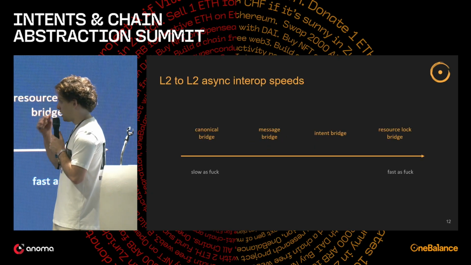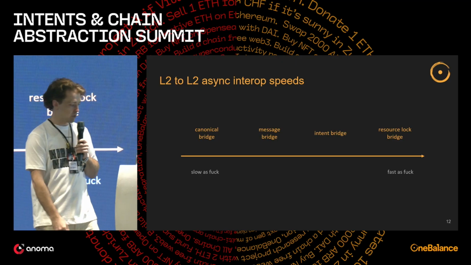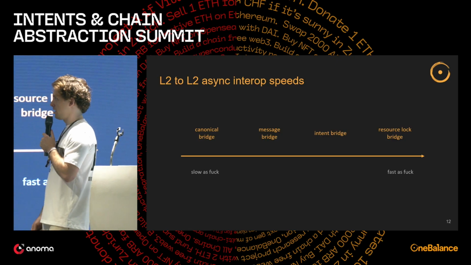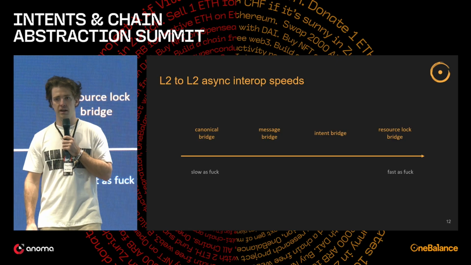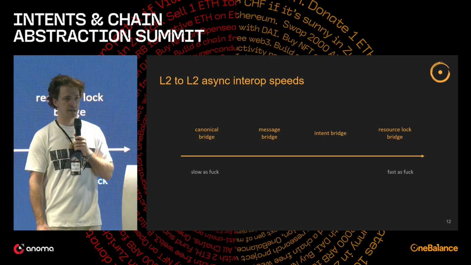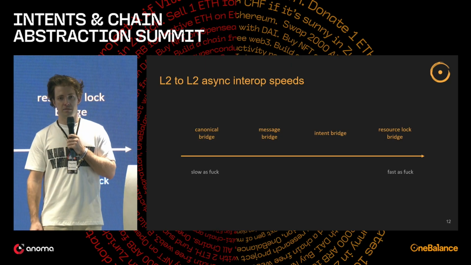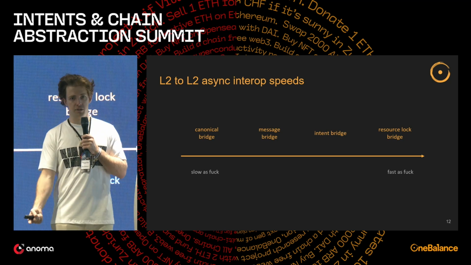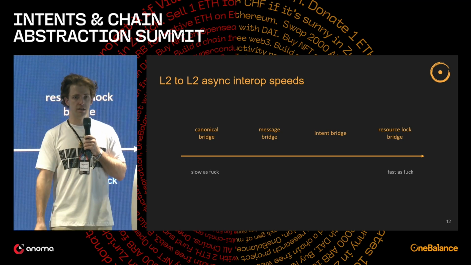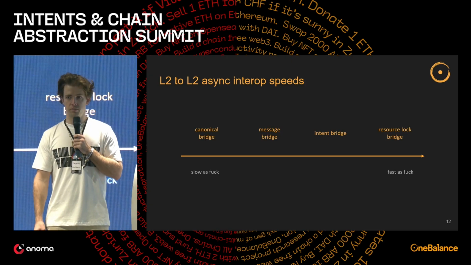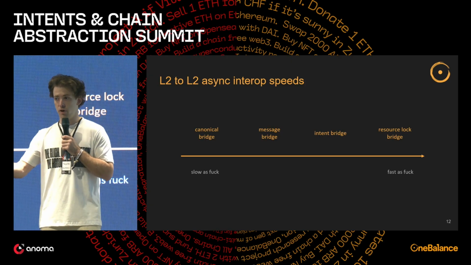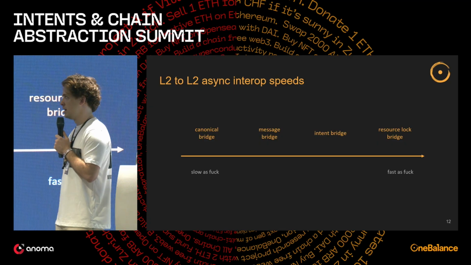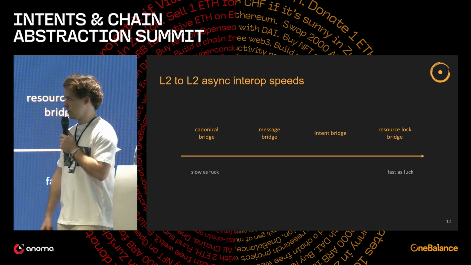I want to talk a bit about resource locks versus other types of interop approaches. The first one is the canonical bridge. When you talk about L2 to L2 interoperability, this is really the slowest way to do it. It means you're passing a message from an L2 down through the proof system to the L1, and then back up through the bridge in the other L2. So the bridging time is whatever the fraud-proof window is for an optimistic rollup, or the proving window is for a ZK rollup. It's up to 7 days, so very slow.